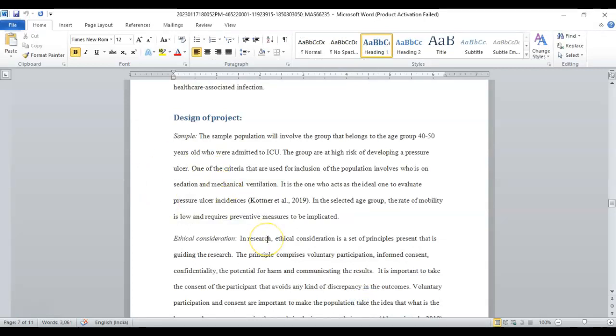So firstly we are going to decide the sample. With the help of the literature presented above, we have found that the age group that seems to be facing the issue is 40 to 50. So we have selected that age group that has been admitted to ICU, who are at high risk of developing pressure ulcers due to mechanical ventilation or sedation.